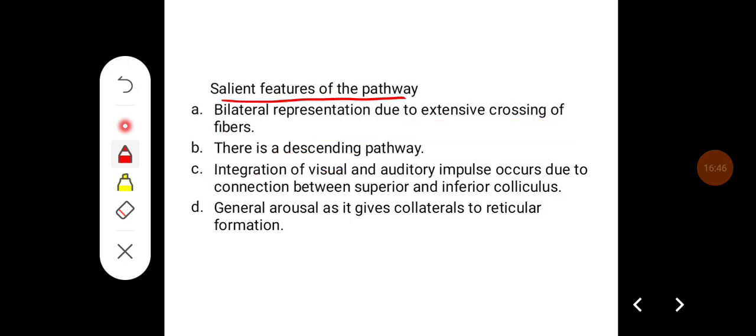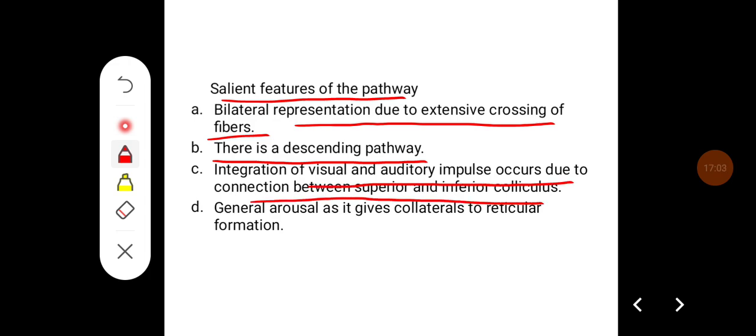Salient features of the pathway are that there is a bilateral representation due to the extensive crossing of the fibers, and there is also a descending pathway, and there occurs integration of visual and auditory impulses due to the connection between the superior and inferior colliculus, and general arousal also is possible with this pathway as it gives collaterals to the reticular formation.